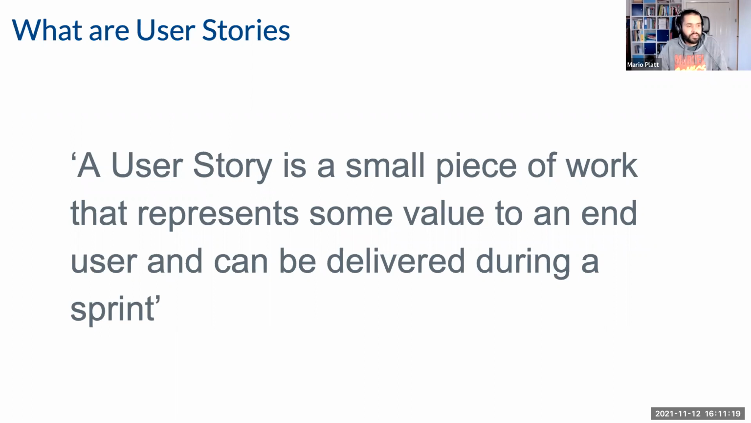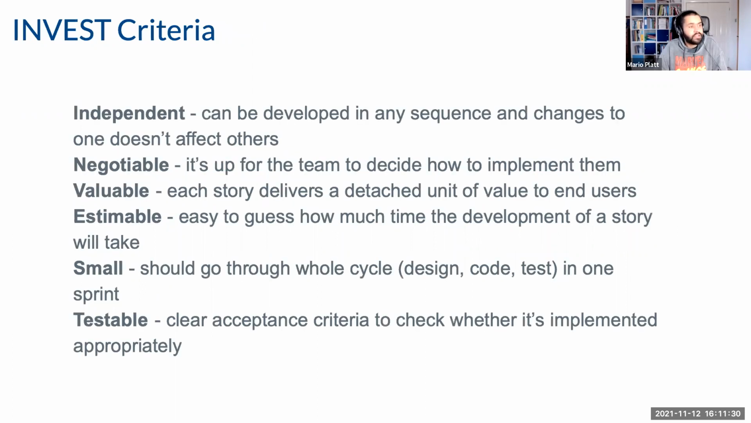So a user story is a small piece of work that represents some value to an end user and can be delivered during a sprint. This is one of the generally accepted definitions for what a user story is. And there's also what is called the INVEST criteria that helps you go through the story that you've built and understand if it's good or not according to these criteria. So it should be independent, that can be developed in any sequence, and changes shouldn't affect other things.